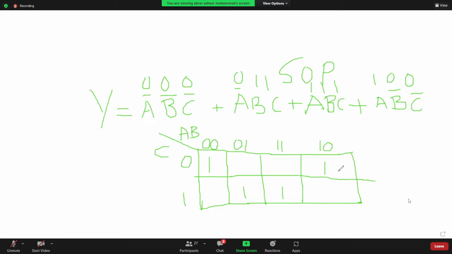Sir, how is 0, 0, 0 equal to 1? I'm not able to hear you. Sir, how is 0, 0, 0 equal to 1? Because it is the SOP equation, sum of products. So for sum of products, the equation Y is equal to 1.